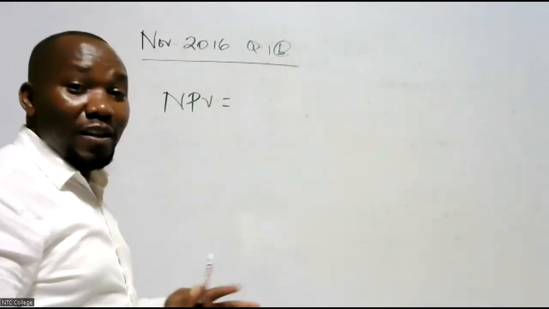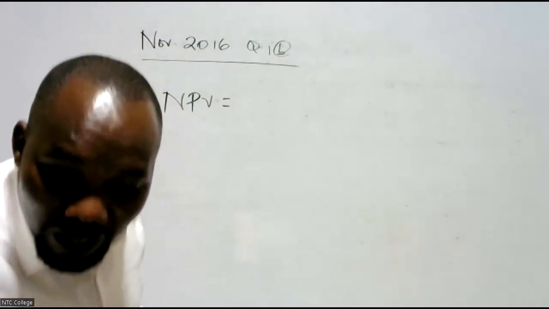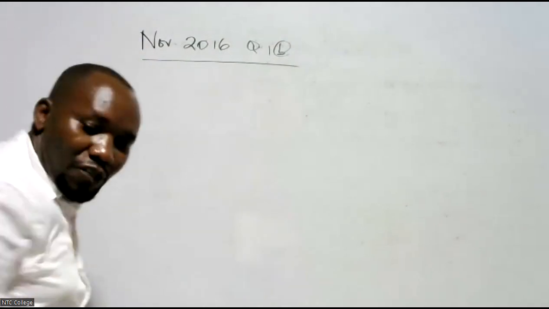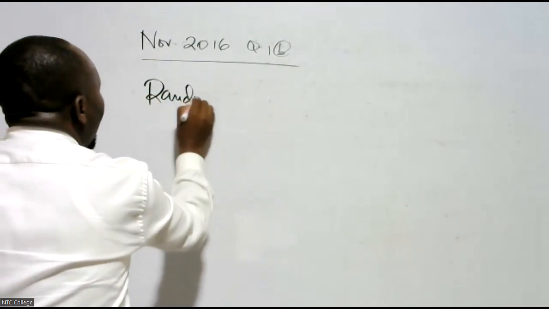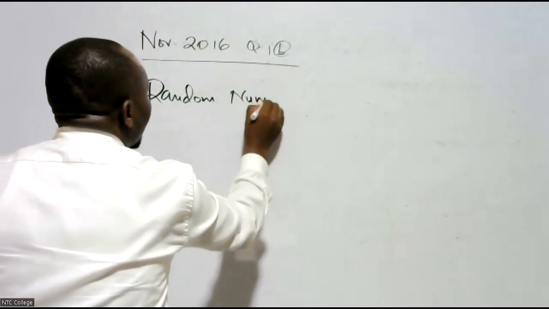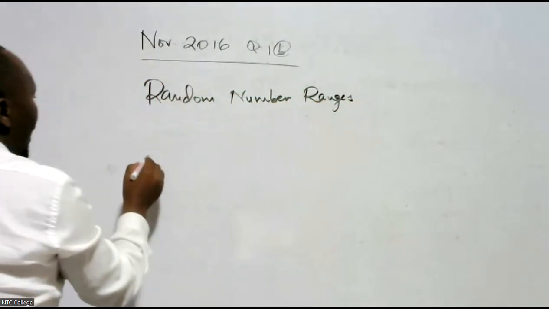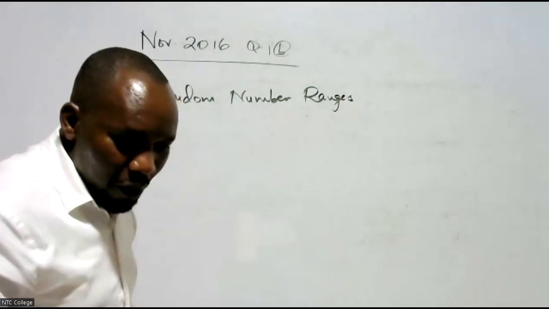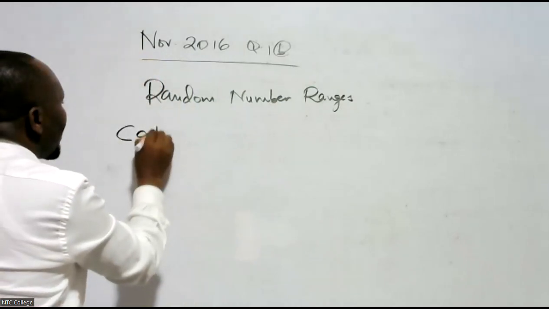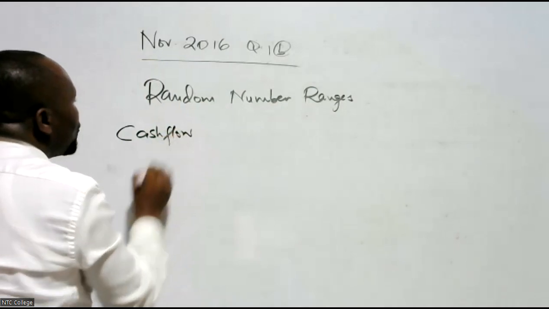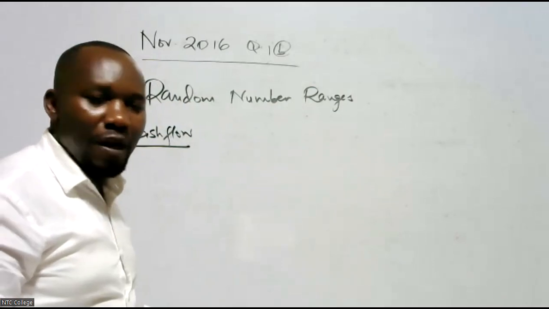So let's expand for them so that we know what else can we use. So we start by expanding, and because we have two of them, you say that we call it random number ranges, expand it and call it random number ranges. So we have, where do we start from? We have the first one, which is the cash flow. Even if you don't know, one thing that I know you can do is to expand it. Just expand, that will give you a mark.